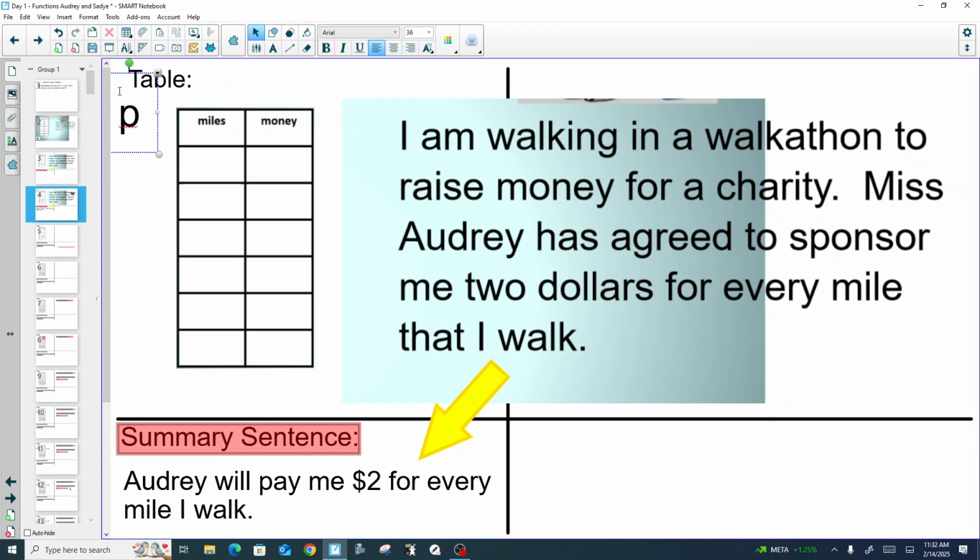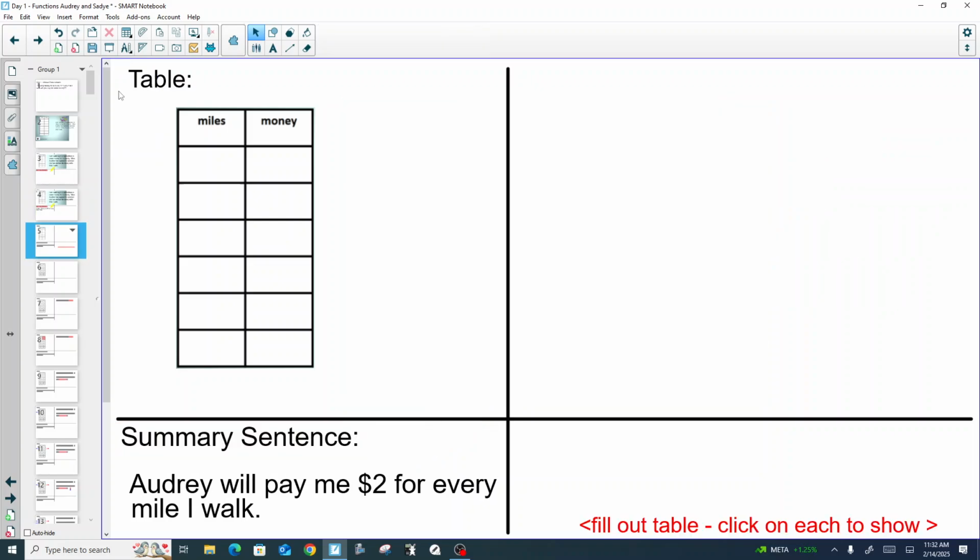So now, let's take a look at the next thing that we need to do here. Let's fill out this table. Could everybody, and you can see my cursor right here, can you see the miles right there? Can you write miles on that first column? And can you write money on the second one? That makes sense because I'm walking a certain number of miles, an unknown number, but each time I change the number of miles, the amount of money I'd get would change also.